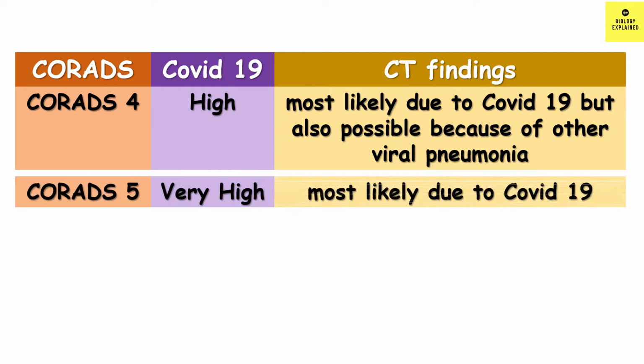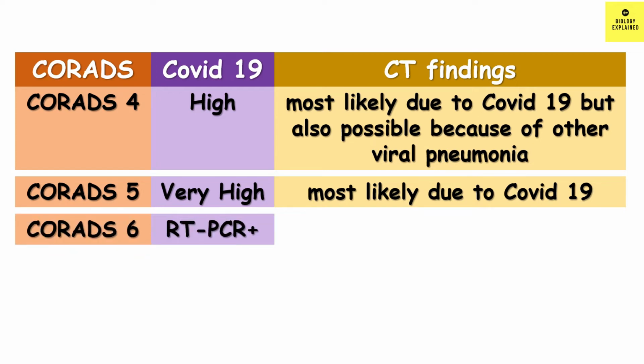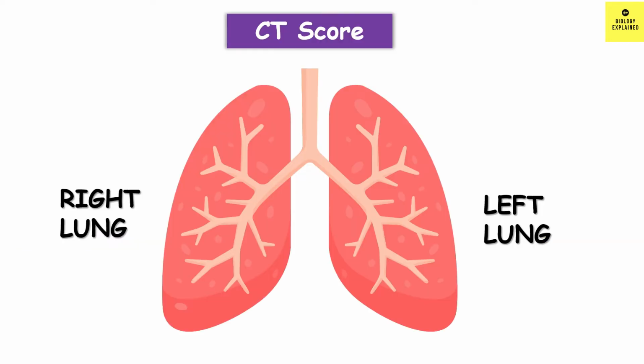CORADS 5 means very high chance of COVID-19. And CORADS 6 is given when there is RT-PCR positive for COVID-19, so it is confirmed COVID-19. So if one has COVID-19 infection, you will get a CORADS score of 4, 5 or 6. Now let's see the other parameter, that is the CT score or the CT severity score.